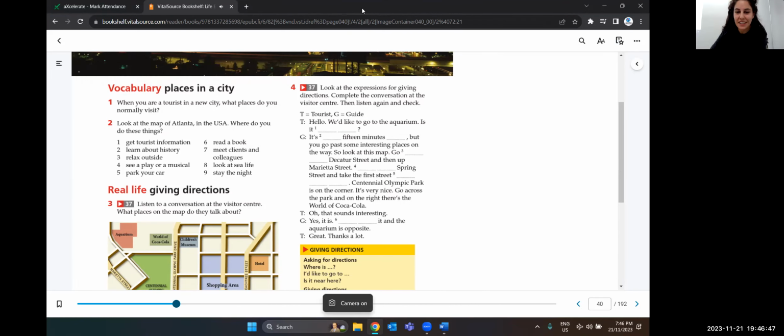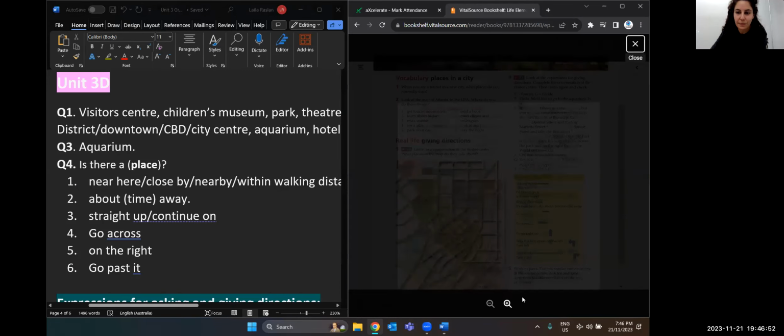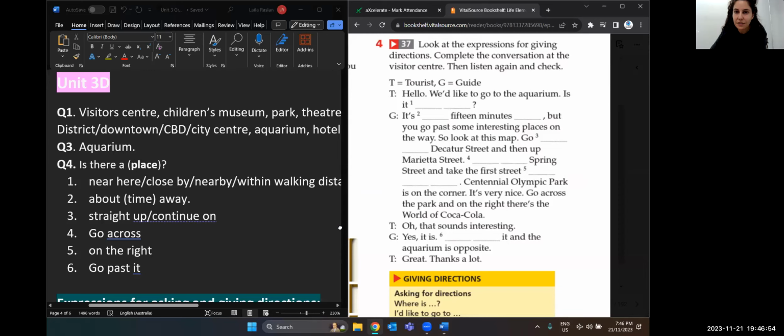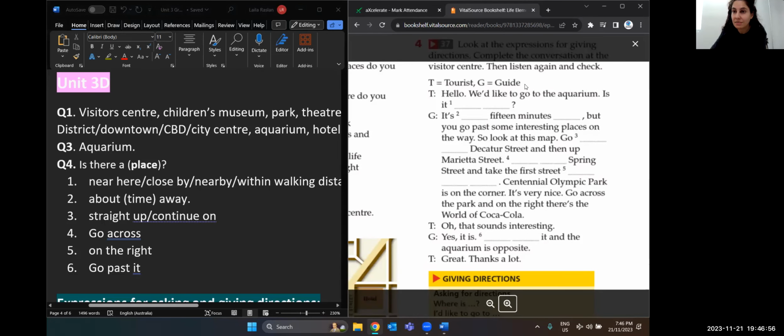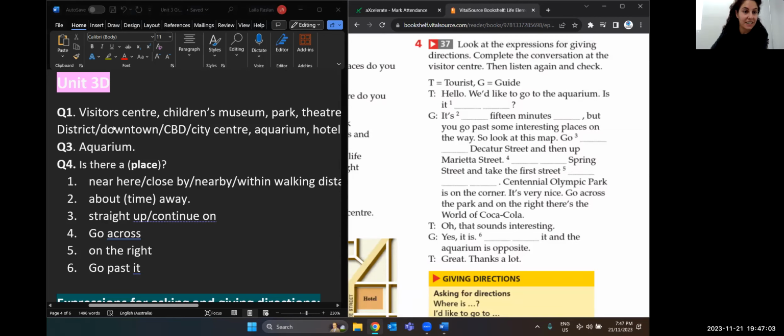Okay, so we have the conversation. Let's have a look. So we have the tourist says, hello, we'd like to go to the aquarium. Is it near here? Or is it close by? That's another word. Is it close by? Is it nearby? That's one word. Is it nearby? Or is it within walking distance?